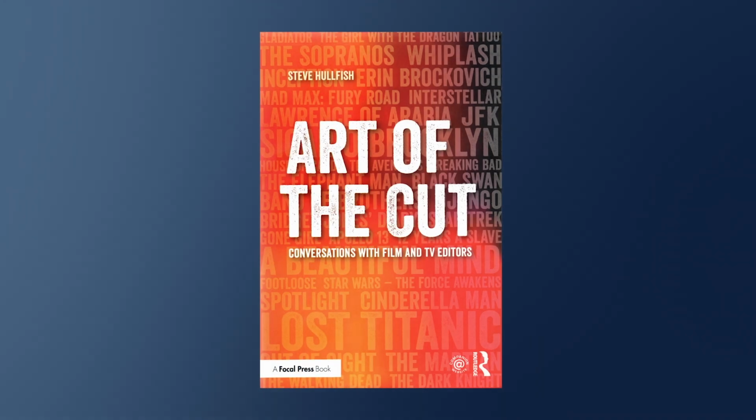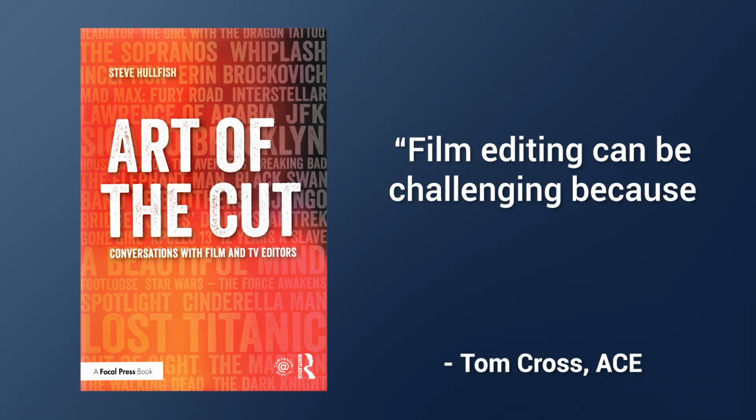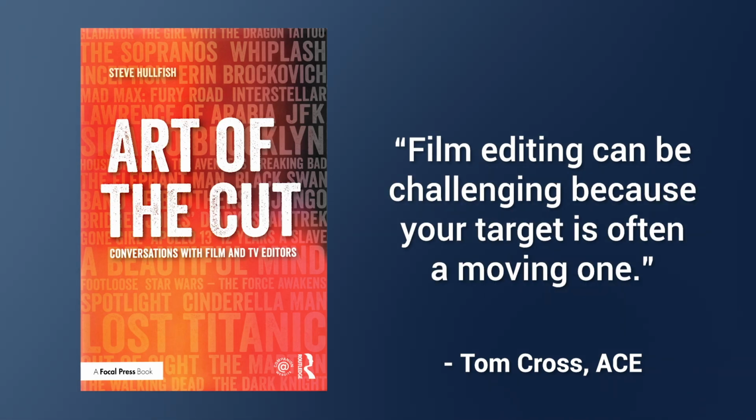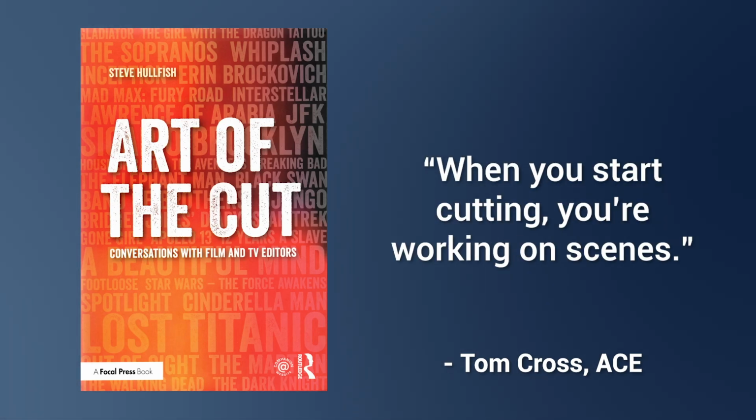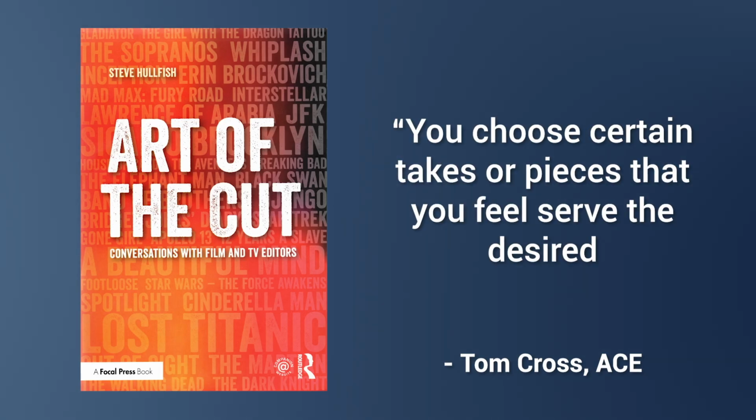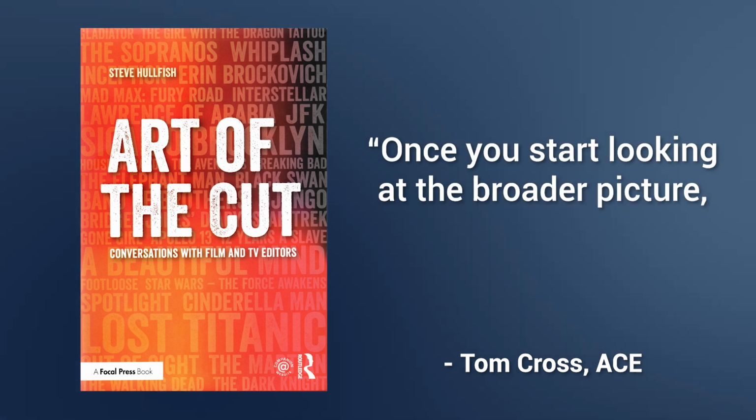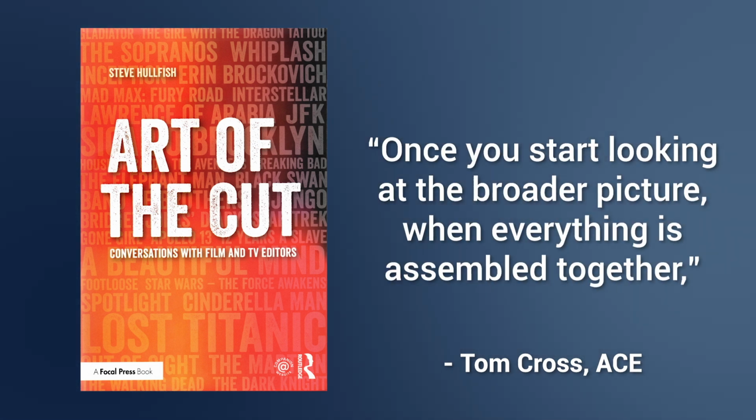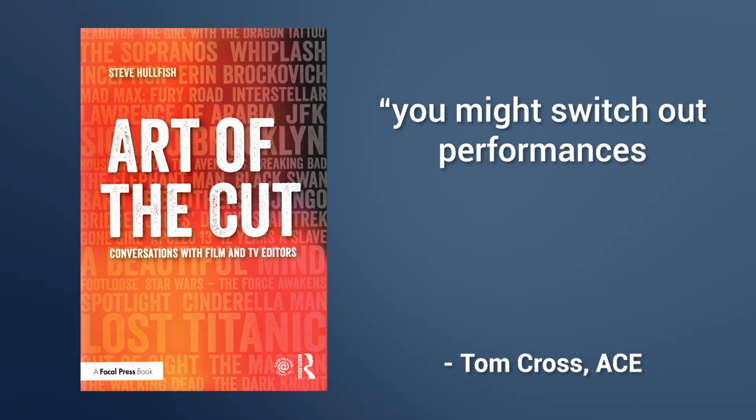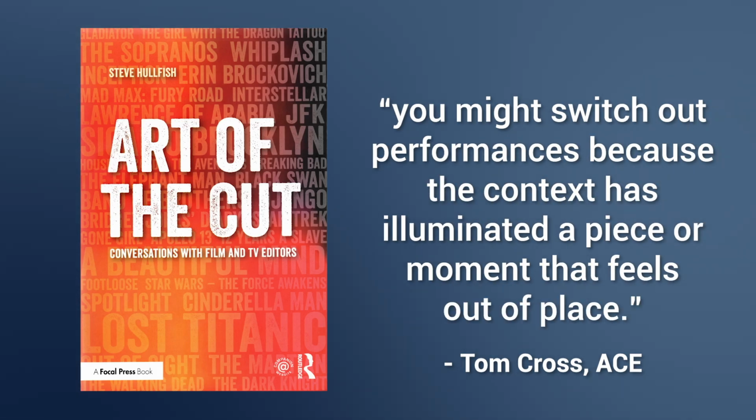In the book Art of the Cut, Tom Cross says, "Film editing can be challenging because your target is often a moving one. When you start cutting, you're working on scenes. You choose certain takes or pieces that you feel serve the desired story points and emotions. Once you start looking at the broader picture, when everything is assembled together, you might switch out performances because the context has illuminated a piece or moment that feels out of place."